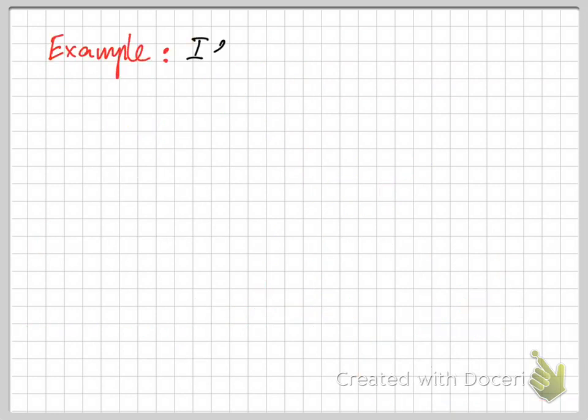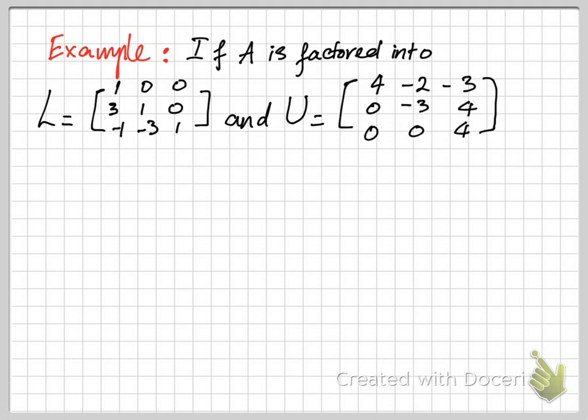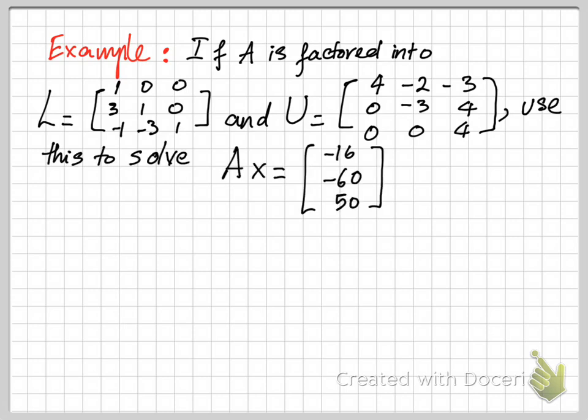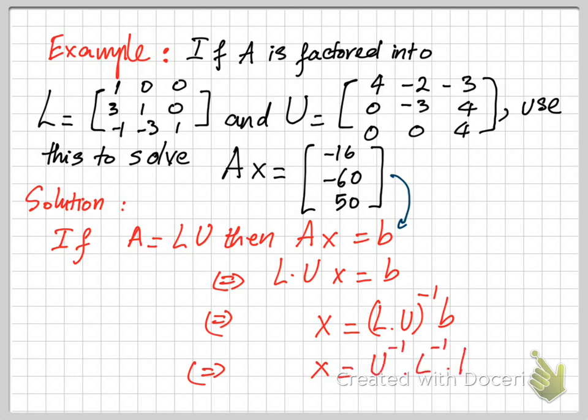For an example, if A is factored into two triangular matrices, a lower one and an upper one, then use this fact to solve the system AX equals -16, -60, and 50. The solution can be: if you know that A can be factored into L and U, then AX equals B is just L times U times X equals B. And then we can solve for X by taking the inverse of U times the inverse of L times B.